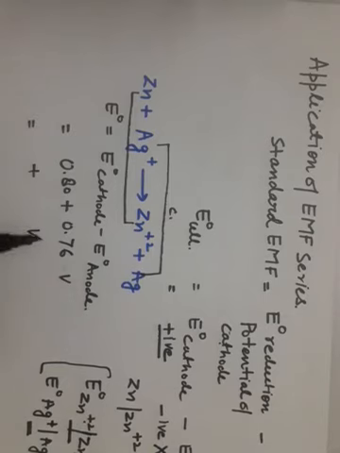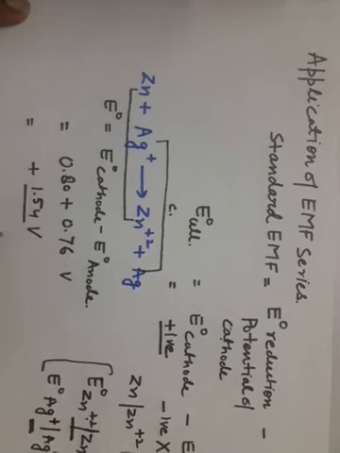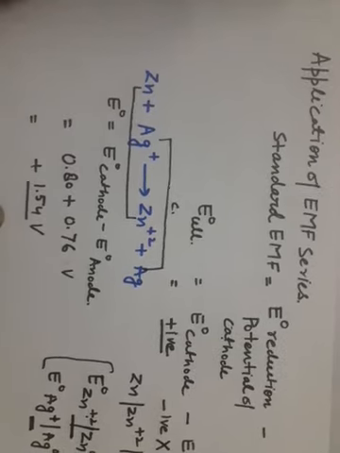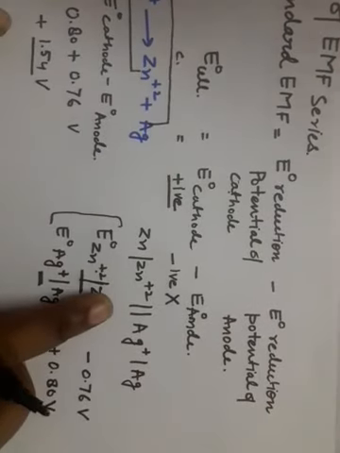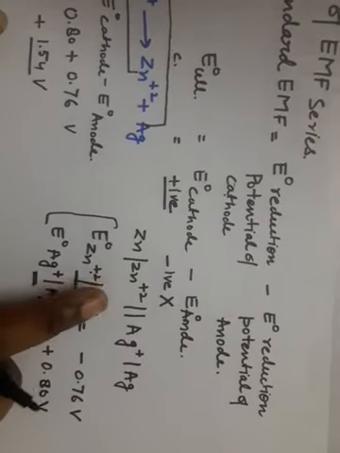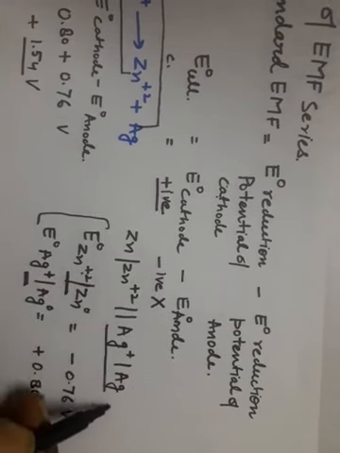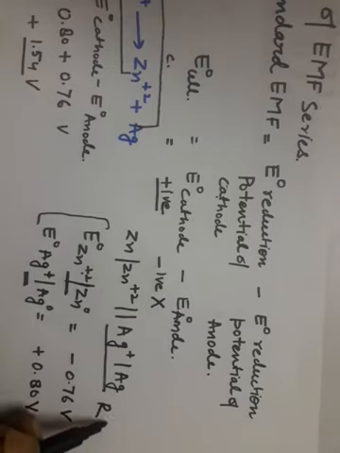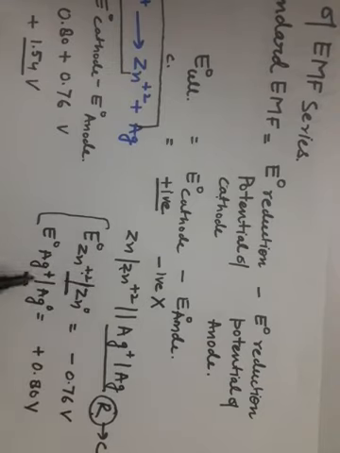So your answer is positive, that means your cell is working. If the reaction is given in the form of a salt bridge, it's very easy to decide which is acting as a cathode and which is acting as an anode. Right side for reduction. If the reduction is taking place, it is acting as a cathode. Cathode minus anode gives you the same answer.